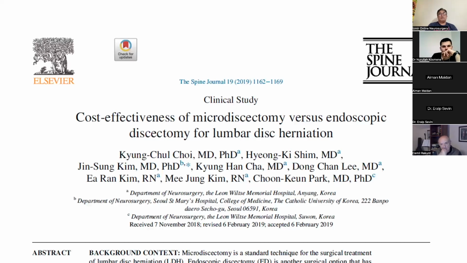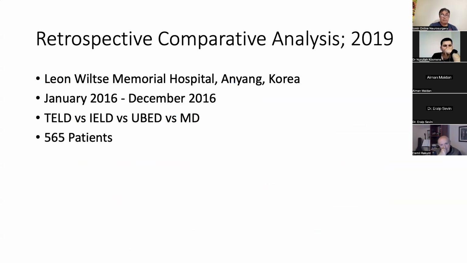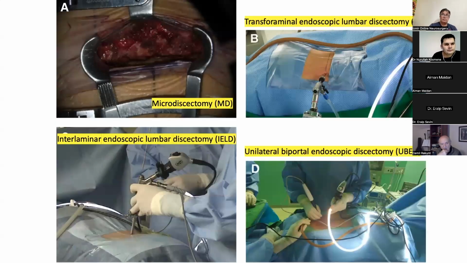This study compared microdiscectomy with endoscopic discectomy types in terms of cost. Between January 2016 and December 2016, a total of 565 patients were operated on for lumbar disc herniation using any of the four methods. The four surgical techniques used are illustrated here: microdiscectomy, transforaminal endoscopic lumbar discectomy, interlaminar endoscopic lumbar discectomy, and unilateral biportal endoscopic discectomy, UBE.